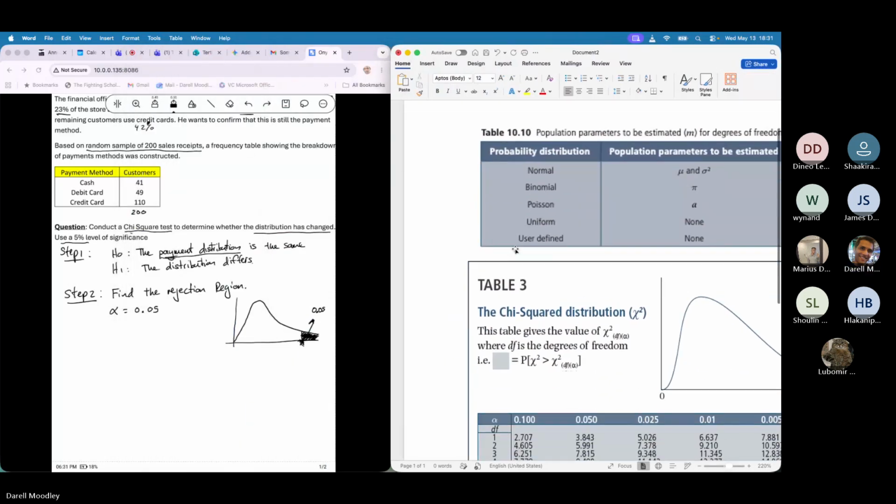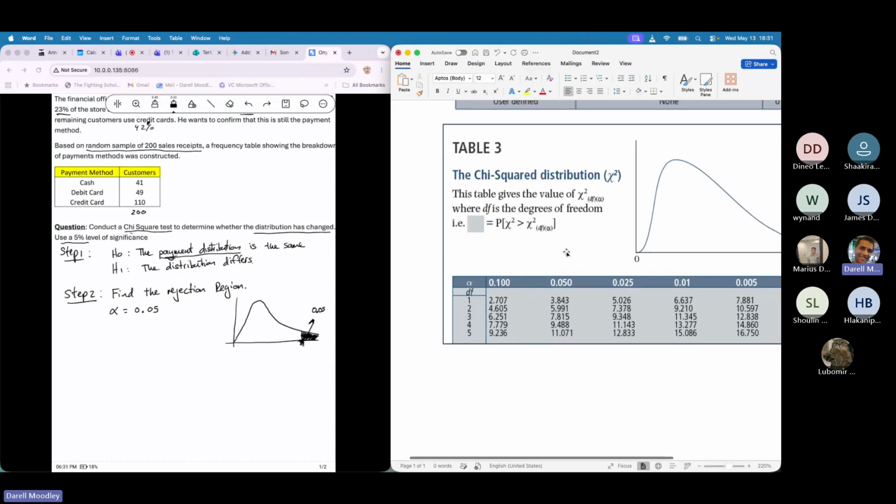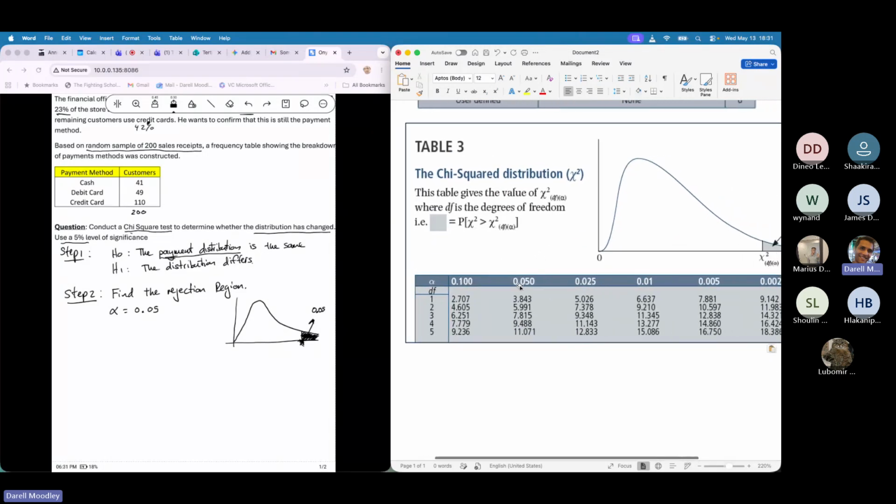Okay, we need to use this table here to find the rejection region. Now we know from last week that we are going to use the second column. Why? Because your alpha is 5%. So that means you will use the column where the alpha is 0.05, and that's the second column. But which row do we use? We need to figure out what our degrees of freedom are in order to determine what row we need to stop at.